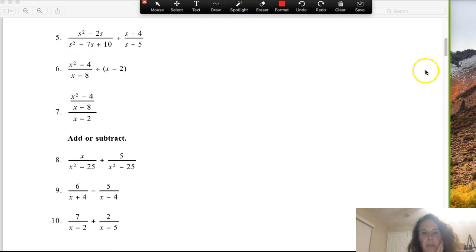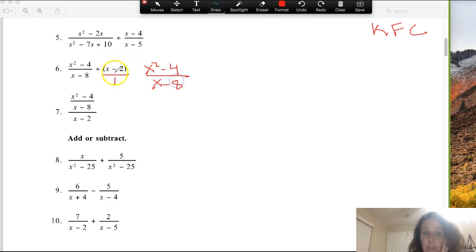Okay, remember, keep, flip, change with these division problems. Keep, flip, change, KFC, finger licking chicken. So I've got a division problem, so I keep the first fraction. I flip the second one. This one doesn't have a denominator. Anytime that happens, you give it a denominator of 1, and you turn the divide to multiply. So I'm going to write this as x squared minus 4 over x minus 8. Keep the first, flip the second: 1 over x minus 2. Change that to a multiply.